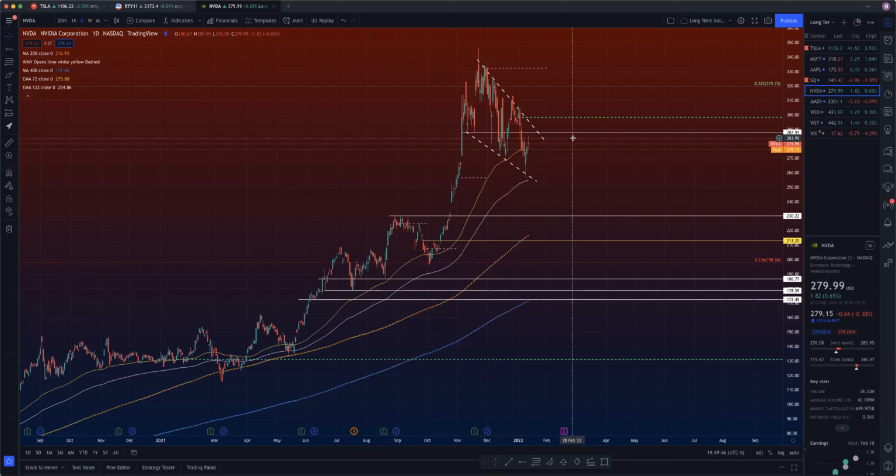Then figure out, like I said, where's the entry, where's the exit, where's your stop? If you buy at a support, make the stop the next support down, right? If you're selling at a resistance, make it the next resistance up, right?